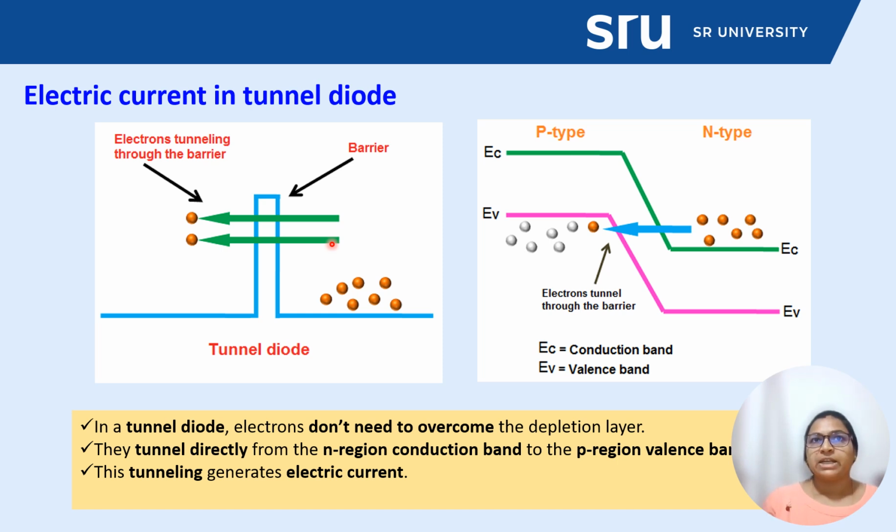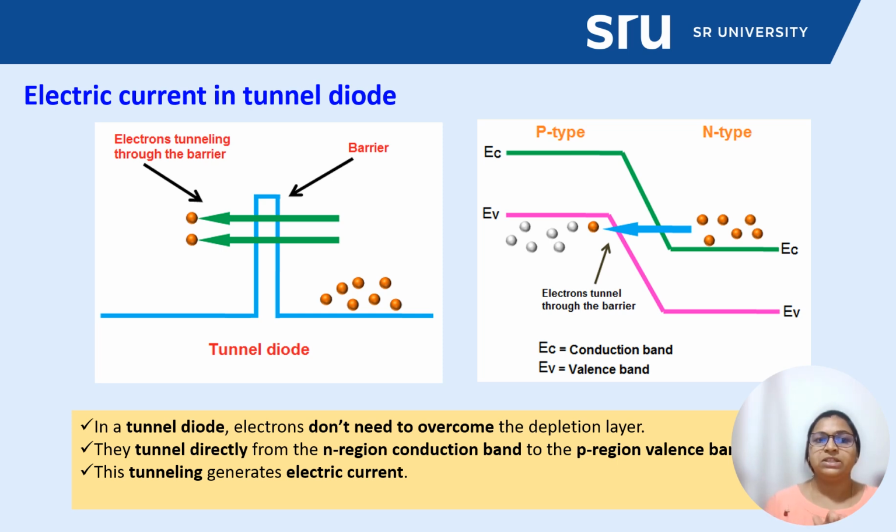So if we just look at how we are getting this tunneling current, or this electric current, in the tunnel diode: first of all, the electron has no need to overcome this barrier, the opposing force of the depletion layer, to produce the electric current. The electron can directly tunnel from the conduction band of the N region into the valence band of the P region. Thus, electric current is produced in the tunnel diode.